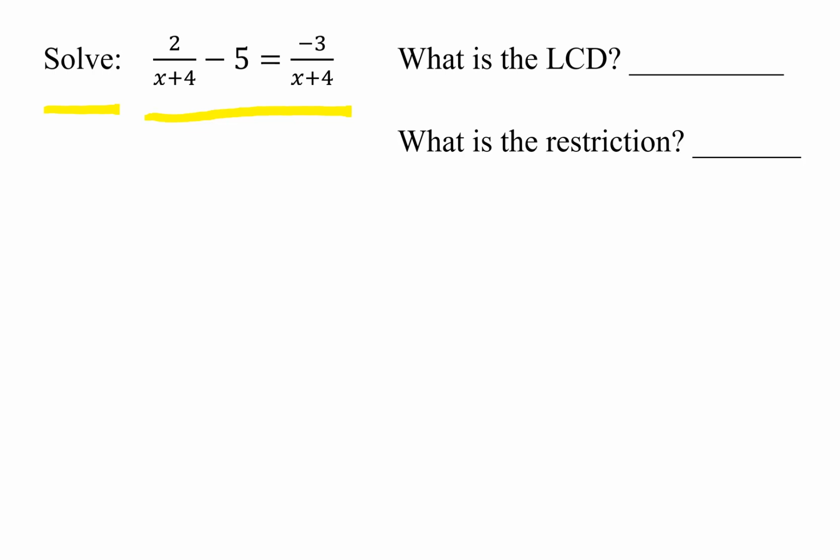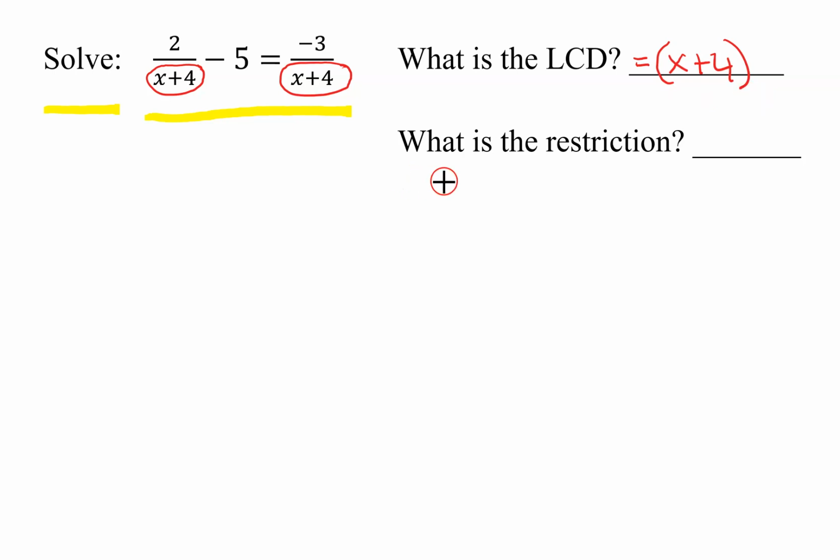So to do that, you take your first denominator and you write that as part of the LCD. So I need an x plus 4. Now you go to your next denominator. Do I already have an x plus 4 here? Yes, I do. I don't need another one, so my LCD is just x plus 4.